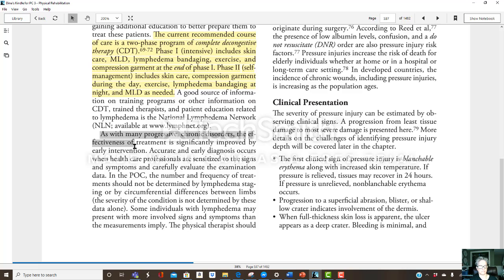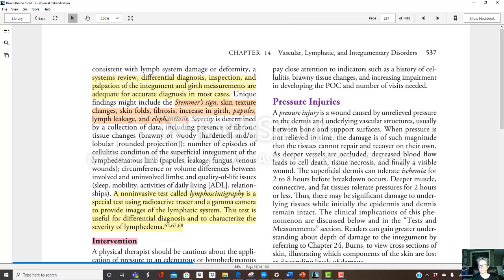As with many progressive, chronic disorders, the effectiveness of treatment is significantly improved by early intervention. Accurate and early diagnosis occurs when healthcare professionals are sensitized to the signs and symptoms and carefully evaluate the examination data. In the POC, the number and frequency of treatment should not be determined by lymphedema staging or by circumferential differences between limbs. The severity of the condition is not determined by these data alone. Some individuals with lymphedema may present with more involved signs and symptoms than the measurements imply. The physical therapist should pay close attention to indicators such as a history of cellulitis, brawny tissue changes, and increasing impairment in developing the POC and number of visits needed.